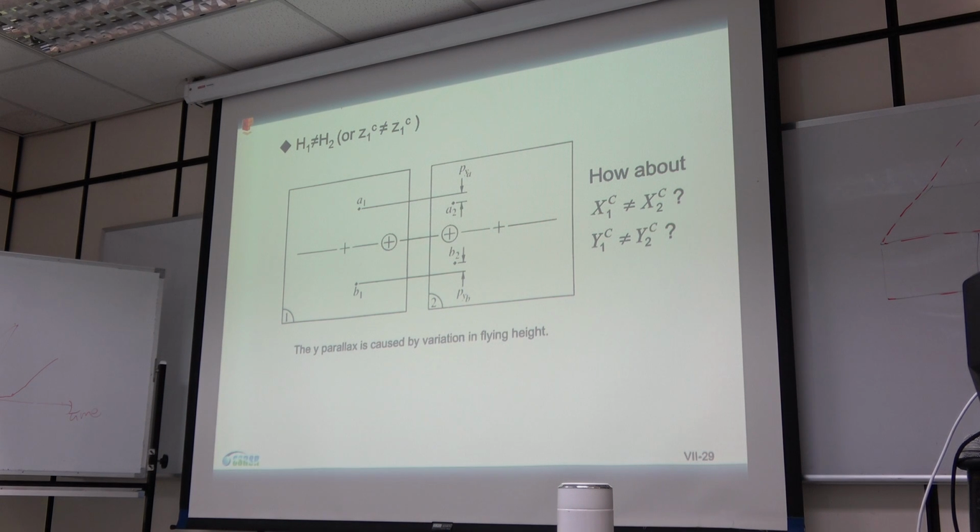Or these two images are taken from different elevations, from different flight heights. One has a larger scale and one has a smaller scale, and then you have something like this. How can we fix this problem if these two images have two different scales?